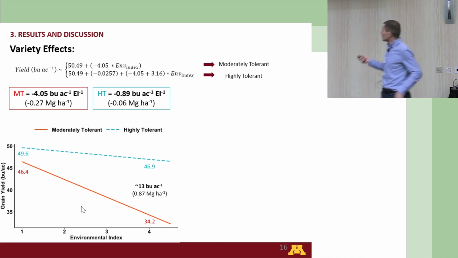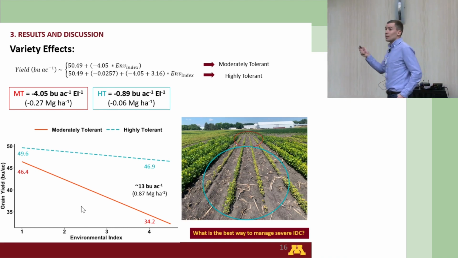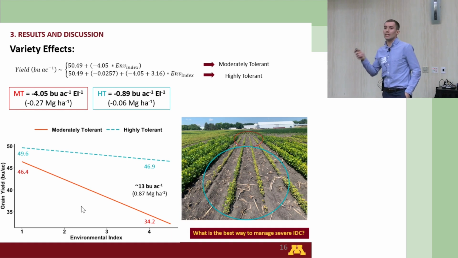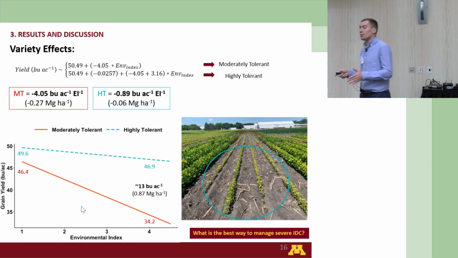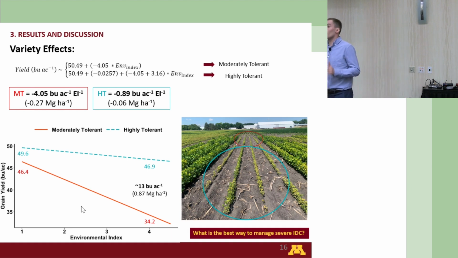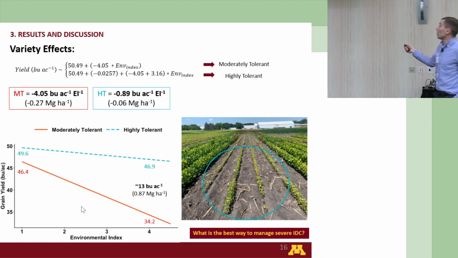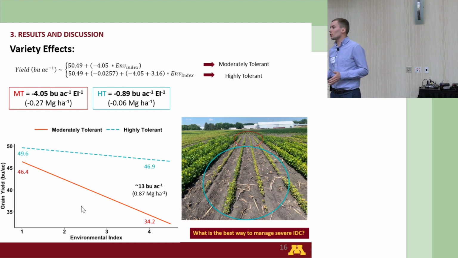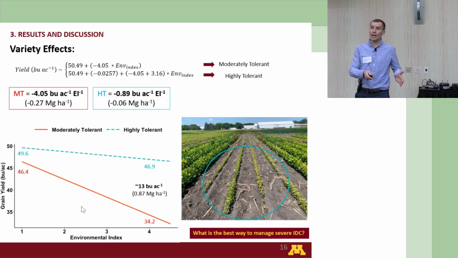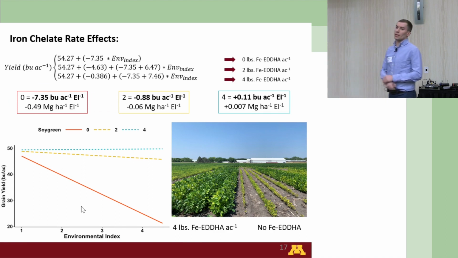So this yield difference here is not because the highly tolerant variety has a higher yield potential. But a third thing that this graph shows is that even the highly tolerant variety experiences yield reductions when severe IDC conditions prevail. And what does it mean? This means that growing a highly tolerant variety alone may not be enough to achieve high yields where severe IDC conditions prevail. And then this question might arise: what is the best way to manage severe IDC then? Overall, the best way to manage severe IDC is to pair a highly tolerant variety with another management strategy that minimizes losses. And that could be iron chelate application.